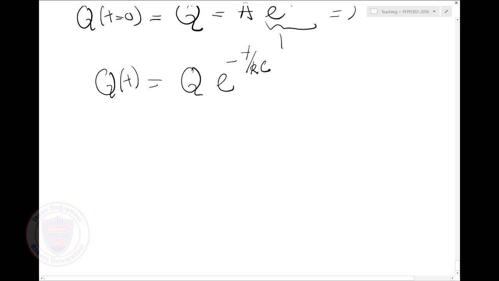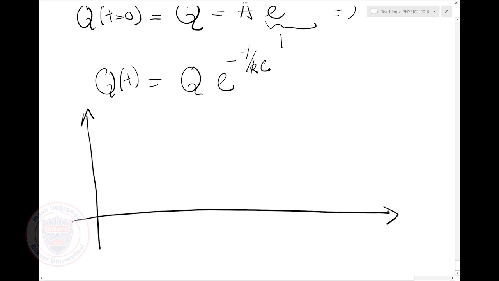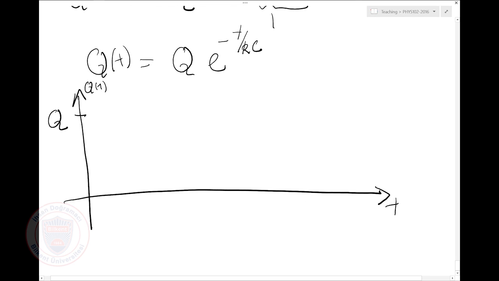If I plot this as a function of time, what do I see? I start with Q, so this is Q(t). But as time passes, how does the exponential function behave? If it's a minus exponential, it actually decreases with time, right? That's an exponential decrease. It never quite becomes 0, you may say, but it actually decreases quite fast.